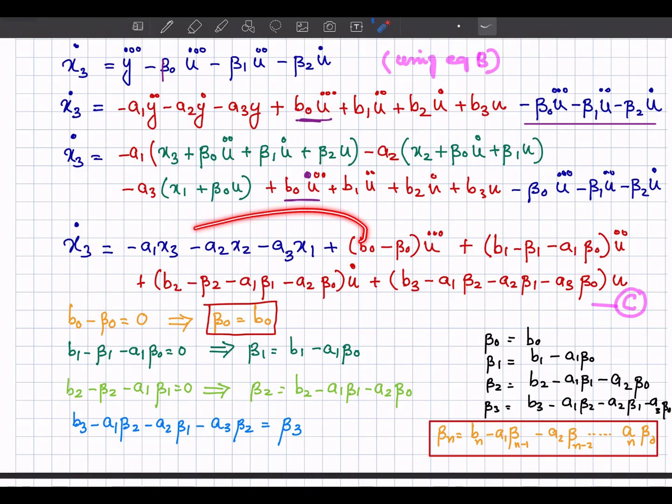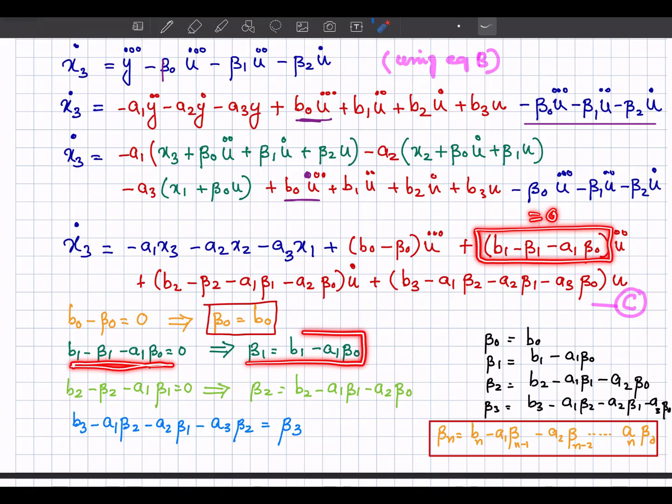So first of all, taking this equation and letting it equal 0, we can define that beta naught should be equal to b naught. If this is like that, this term is going to become 0. Similarly, we take this term and set it equal to 0, and by rearranging we can say that beta 1 should be equal to b1 minus a1 into beta naught. If beta 1 is equal to this, this term will become 0. That's the second derivative of the forcing function.